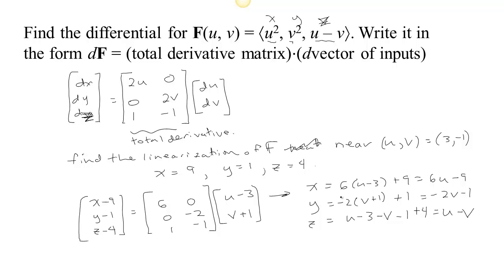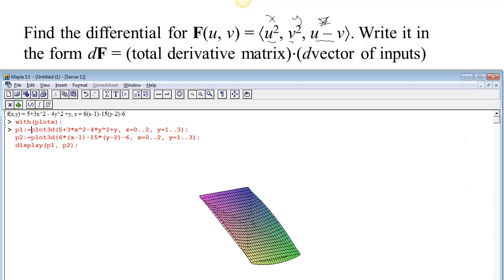Both of these are parametric surfaces, right? Because both of them have 2 inputs and 3 outputs. So what we could do is graph those parametric surfaces in Maple and look at what we get. Since these are parametric surfaces, I can just enter the parameterization here. Let's see, so plot3d, and then we have u squared. The next function is v squared and u minus v. And we just need to put bounds on u and v that contain our center point.